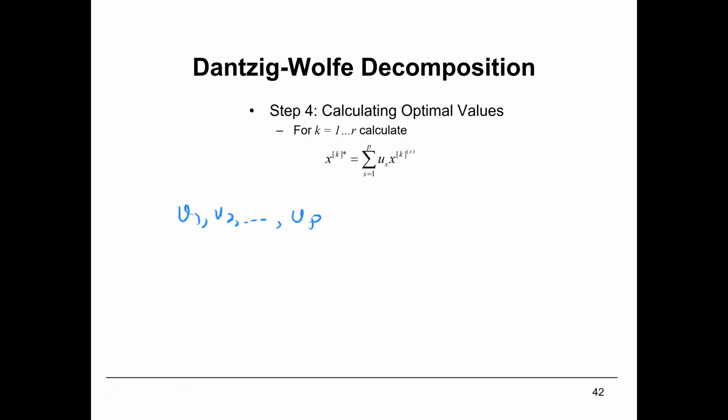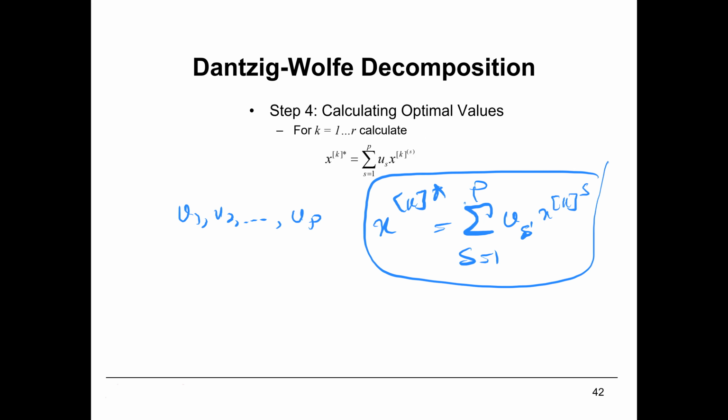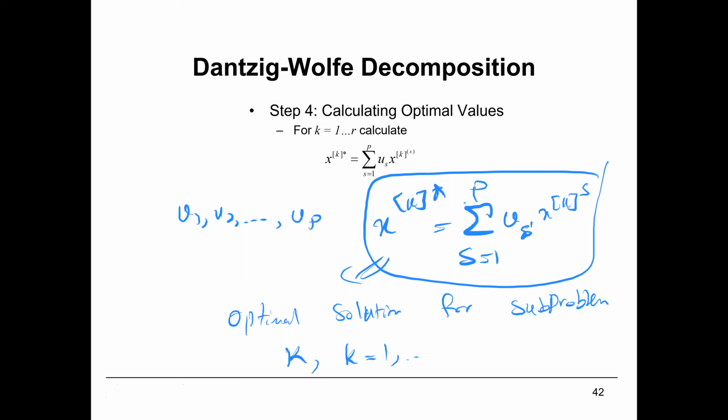So what we have to do is, our optimal solution for subproblem K is the sum of all of the generated solutions using these coefficients U's from 1 to P. This is going to be our optimal solution for subproblem K, where K is from 1 to R. Because originally we decomposed our original problem into R subproblems.